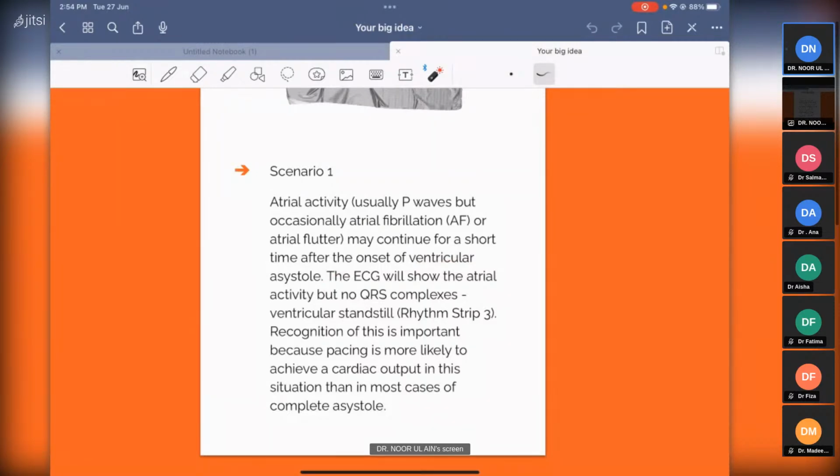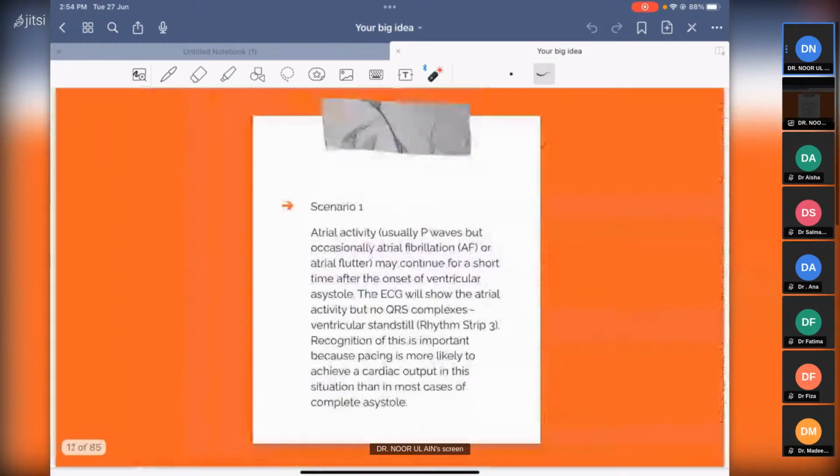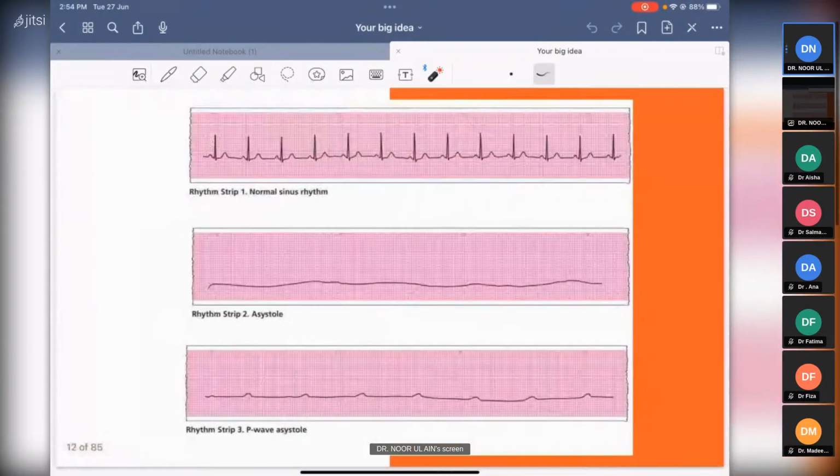Why do you think this scenario is important? Why do you think I put up this picture? Because here the heart is still working. P wave activity still means that there is some sort of atrial activity, yes. QRS not coming means the ventricles are not working. What you need to do is, since the heart is still working, you need to start pacing. And once you start pacing, most probably you will be able to achieve some sort of cardiac output. Okay? Unlike in an asystole, where even if you do pacing, nothing is gonna happen.